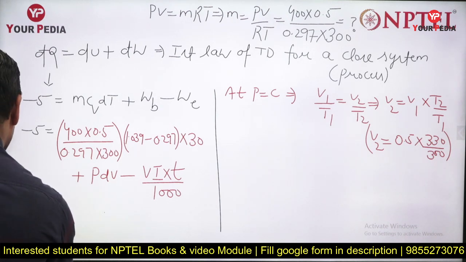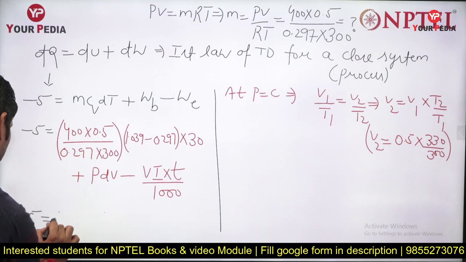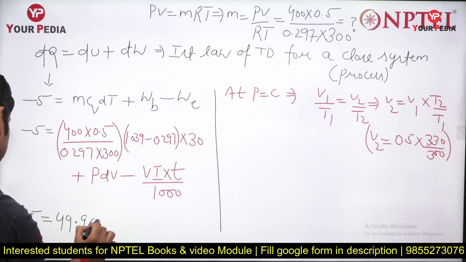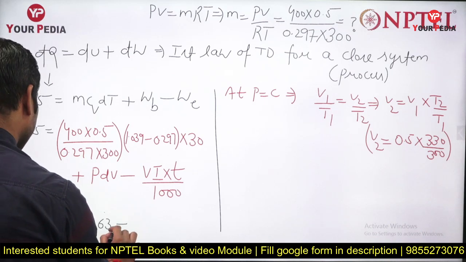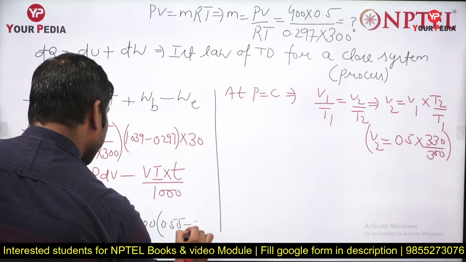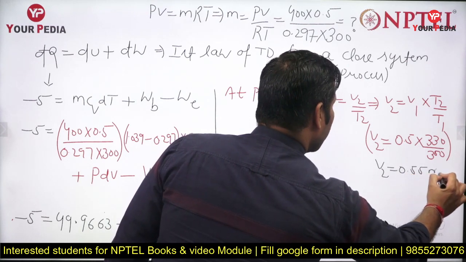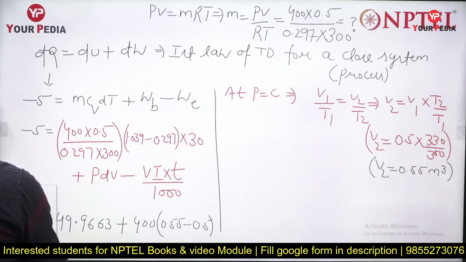Yes. So guys, solving this, we will get the value 49.9663. Okay, this is the value we are going to get, plus pressure is 400 into (0.55 minus 0.5). So solving this you will get V2 equal to 0.55 meter cube. So the final volume will come out 0.55 meter cube. You can use this data here and check it.